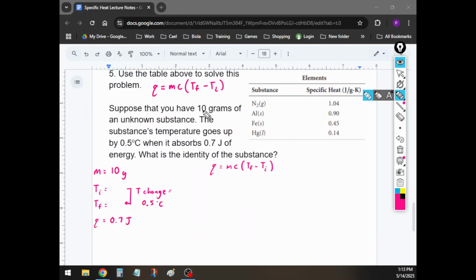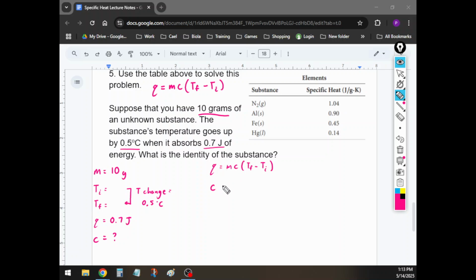Okay, so we have our labels. So we got 10 grams. Grams is obviously mass. The temperature of the substance goes up 0.5 degrees Celsius. So here, it doesn't tell you the starting and ending temperature, but whenever you do final minus initial, that's how much it changed, right? So inside this parentheses, it tells you the temperature change, which is 0.5 degrees Celsius. And then the Q is 0.7 joules, which means we're obviously looking for C here.